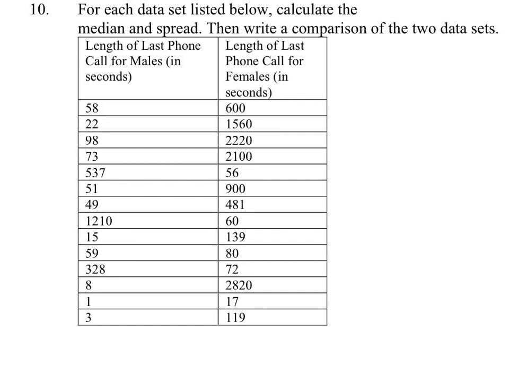For each data set listed below, calculate the median and spread. We're just going to say the spread is the range. And then write a comparison of two data sets. All right, to find the median, it may be good to put these in order from least to greatest.